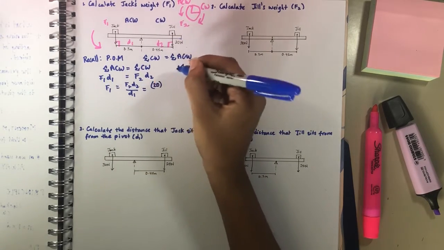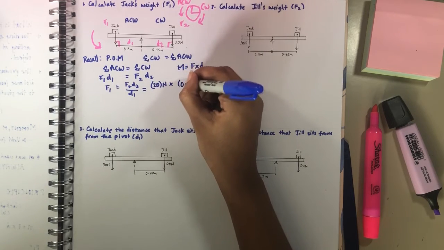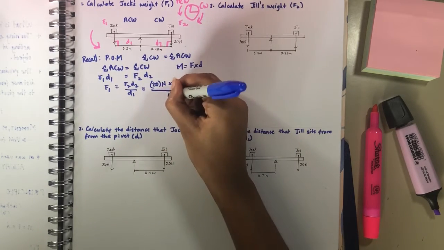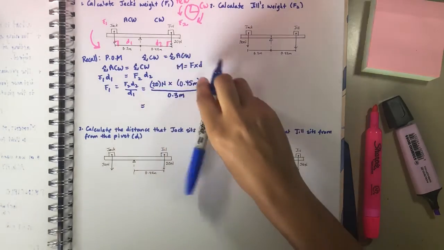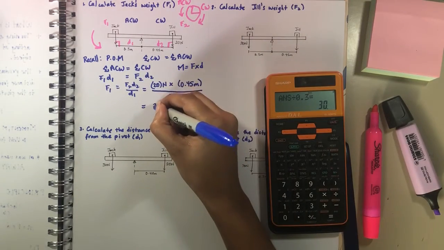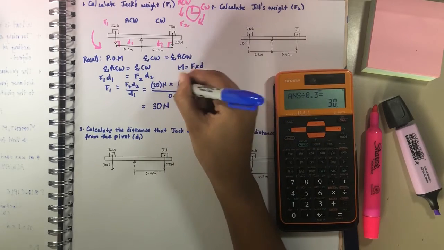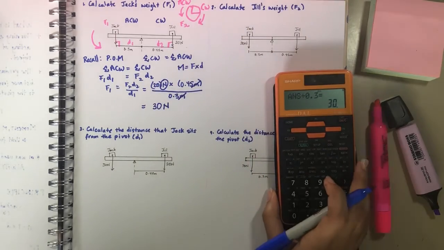F1 would be equal to F2 D2 over D1, which would be equal to F2 being 20 newtons by D2, which is 0.45 meters, over D1, which is 0.3 meters. So F1 would be 20 by 0.45, which is equal to 9, divided by 0.3, which is 30 newtons. Now we got newtons because the top would be newton meters, and then if you cancel out, you'll get newtons. So that's the first one.